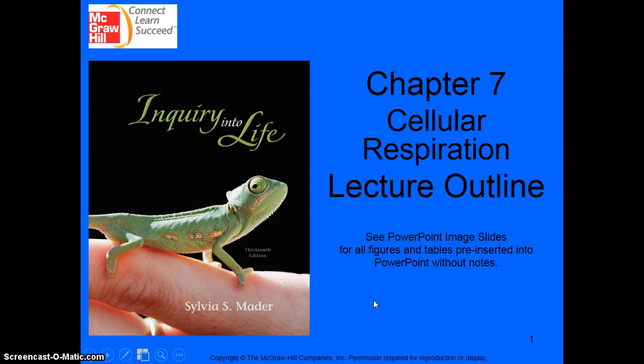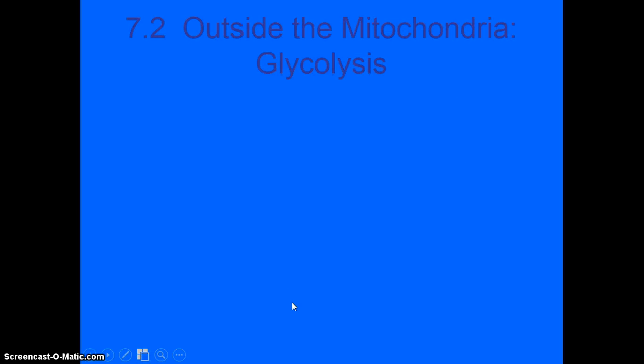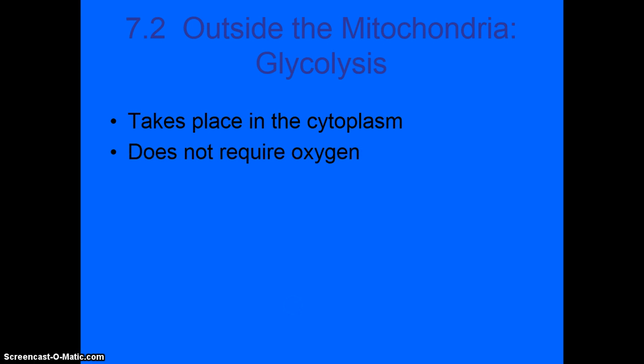Today we're going to take the overview that we did of cellular respiration from the last lecture, and we're going to add to that and get more in depth with cellular respiration, beginning with glycolysis. Glycolysis is the first step in cellular respiration, and it does occur outside of the mitochondria, meaning that it's going to take place in the cytoplasm.